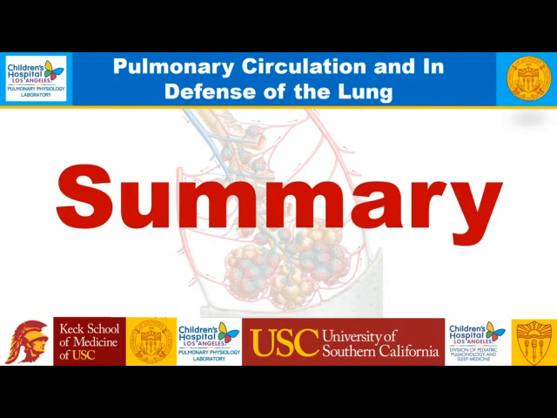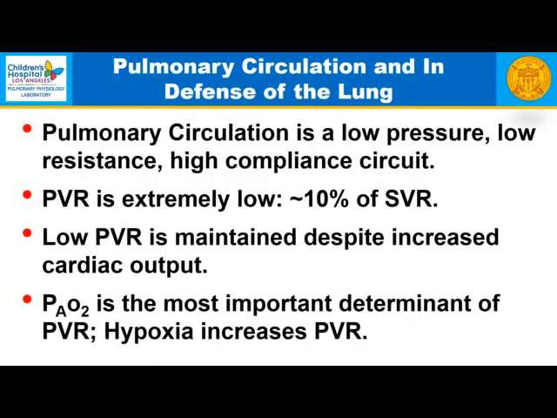So, what have we learned? The pulmonary circulation is a low pressure, low resistance, high compliance circuit. Pulmonary vascular resistance is extremely low, about 10% of systemic vascular resistance. And low pulmonary vascular resistance is maintained despite increased cardiac output. P-alveolar O2 is the most important determinant of pulmonary vascular resistance, and hypoxia increases pulmonary vascular resistance.